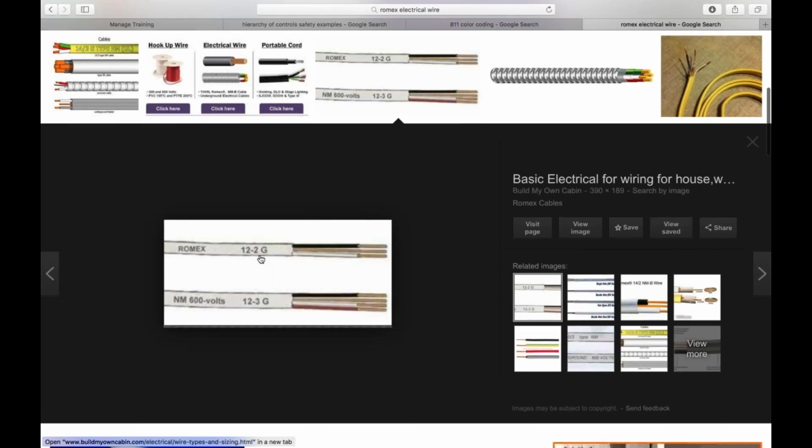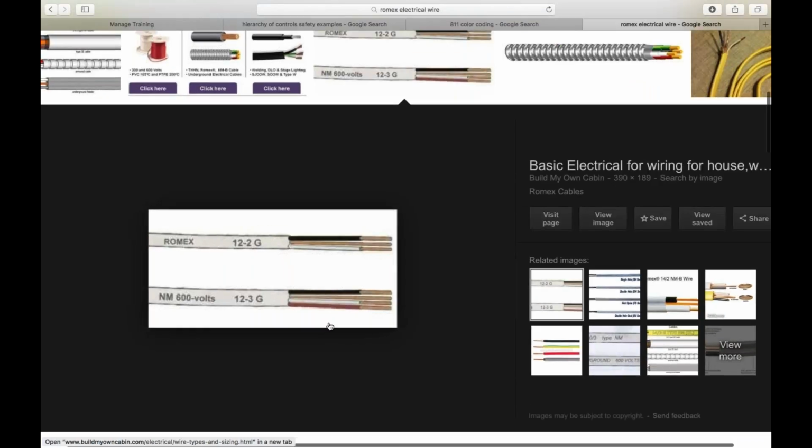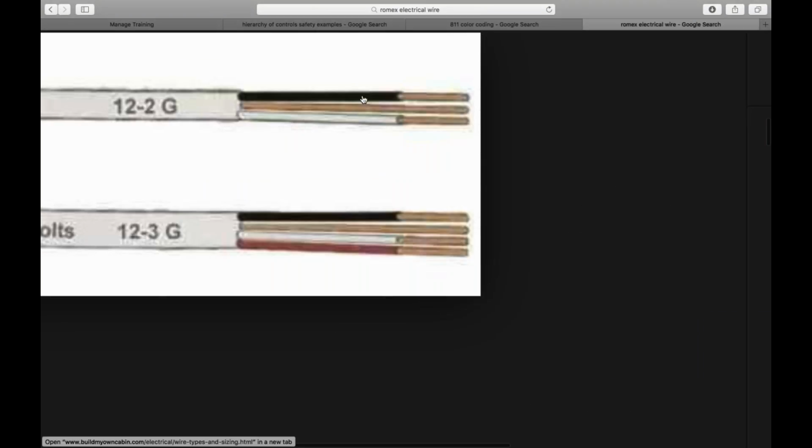So let's say here we're talking about 12.2 and 12.3. 12.2 has 2 wires in it plus a ground. So it's got a hot, a neutral, and then a ground. And then a 12.3 is going to have a hot, another hot down here, red, white, neutral, and then the copper ground. Okay, so let me just enlarge this a little bit. There you go. So hot, neutral, ground. This has got a hot, a hot, neutral, ground.